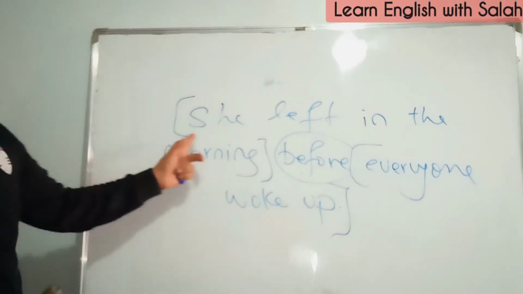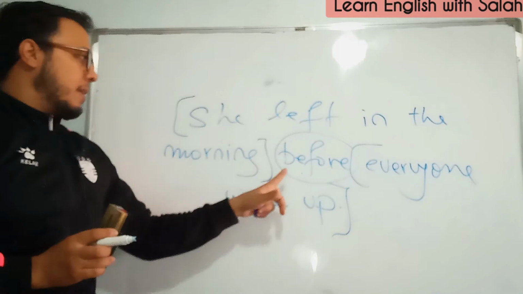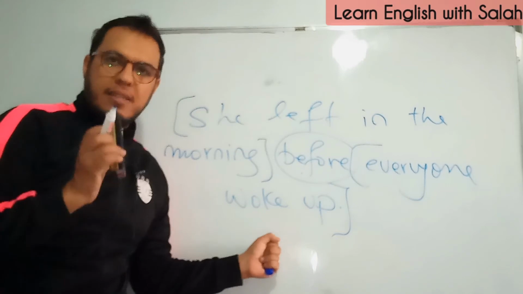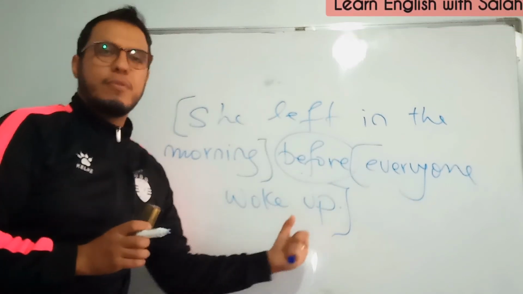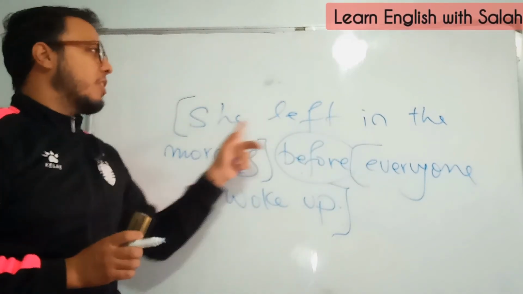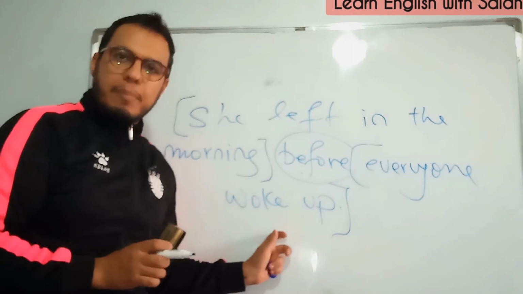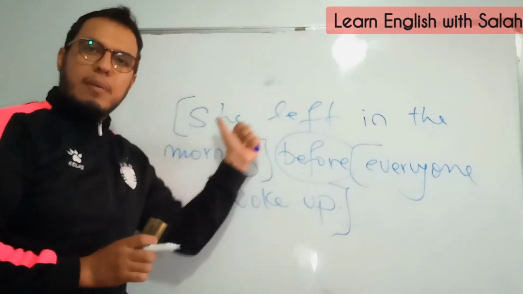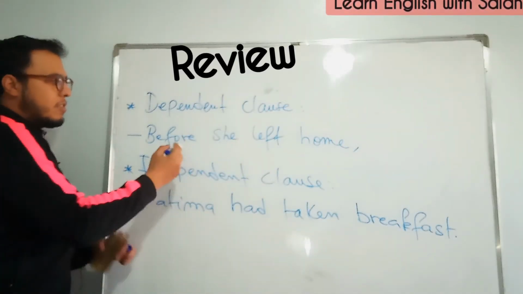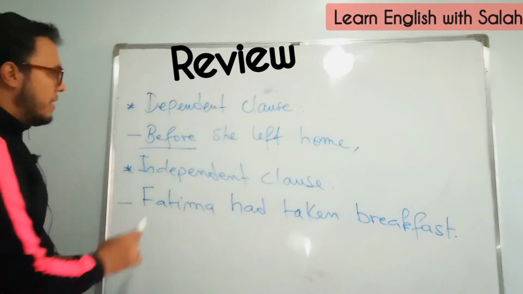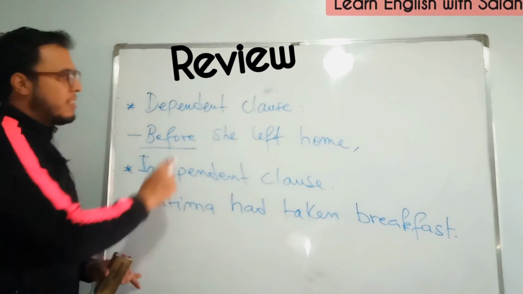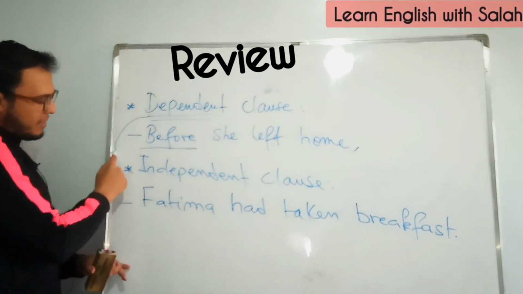So I can say, she left in the morning, full meaning. Before everyone woke up, it cannot stand by itself just like a clause because the meaning is not complete. So we can say, before everyone woke up, she left in the morning. Or else I can say, she left in the morning before everyone woke up. Okay? So both of them complete a full sentence, which is called a complex sentence. A dependent clause starts with a subordinate conjunction, whatever it is. So we can say, before she left home. Before she left home, the meaning is not complete. This is why it is called dependent, because it depends on this one.